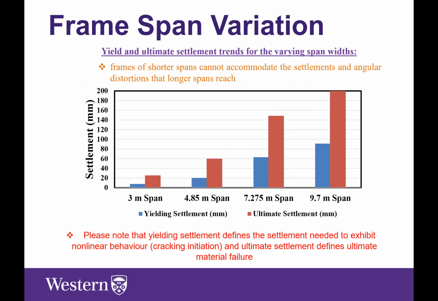Now, here you can see the yield and ultimate settlement trends for varying span widths. So as we see, the settlement required to produce the first crack increases almost by threefold from 4.85 to 7.3. So this is only a 50% increase in span. Okay. So the ability to accommodate distortion and the ductility is improved, as we said.